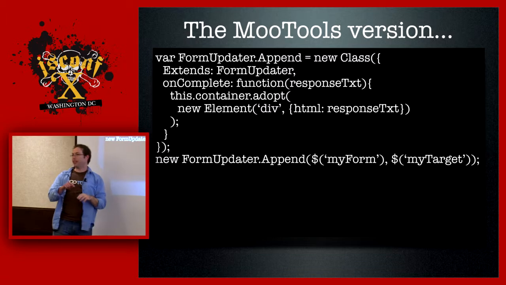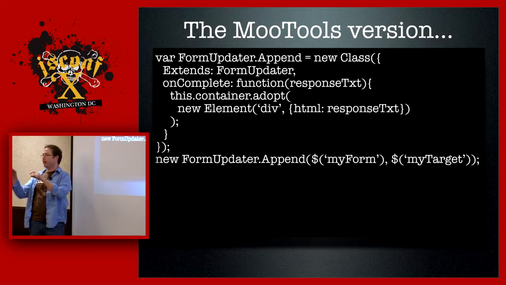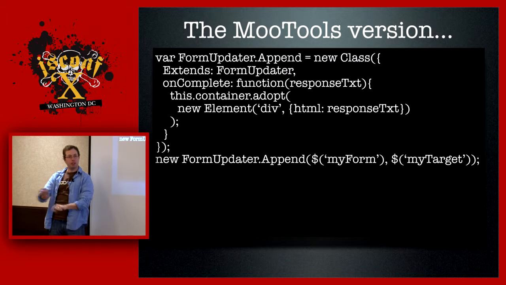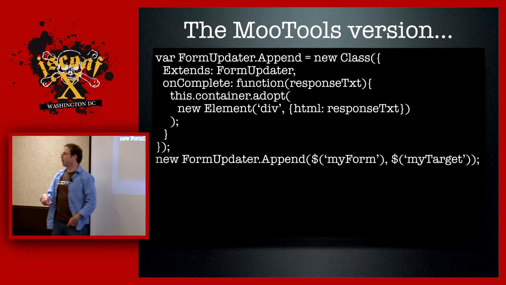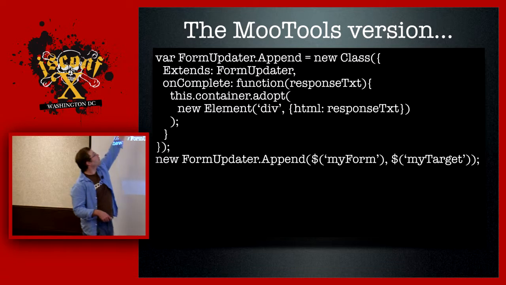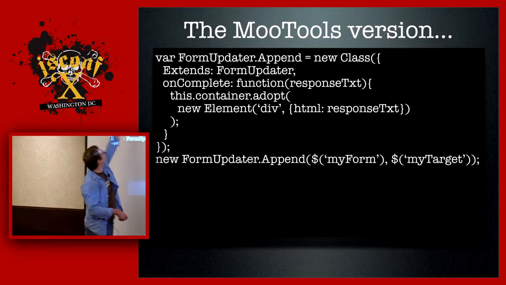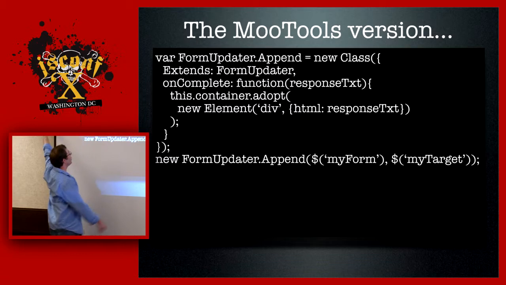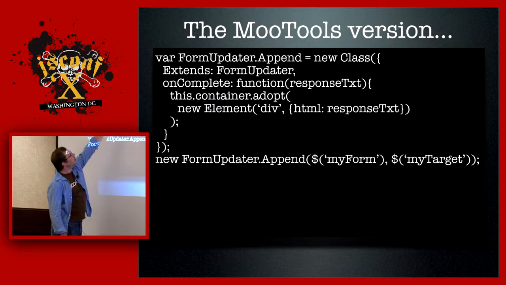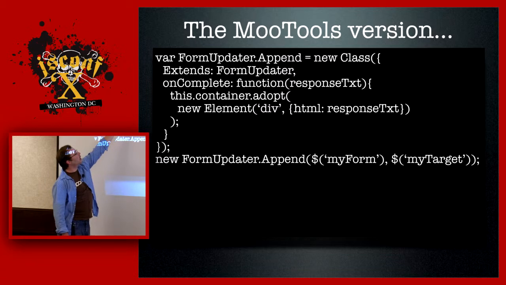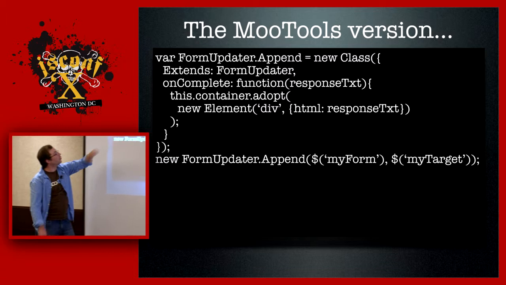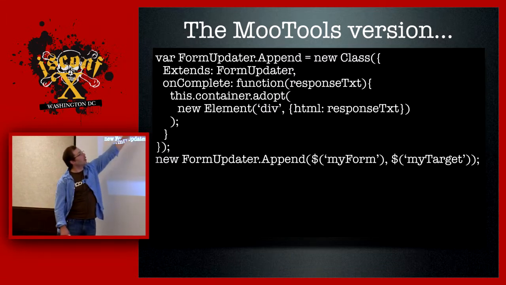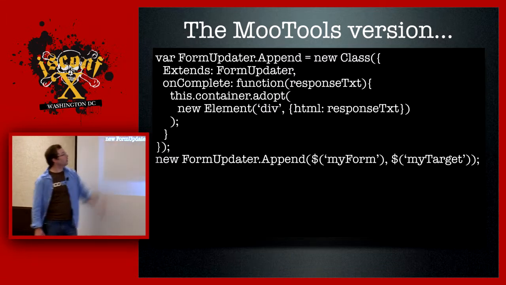The pattern here is like a to-do list where you type in something new and you hit OK, and it just adds it. It keeps appending, and the input moves down the page as you keep adding stuff to it. Well, in that case, we don't want to overwrite the contents of the target that we're updating. We want to append to it. So here I create form updater.append, and here's a new class. It extends our form updater, so it has all the properties of that one, but I've overwritten the onComplete method. It does the same thing as the other one, except it has an adopt method, which is a Mootools method that says append this text or DOM element. So I create a new element with a response text and put it inside the container.